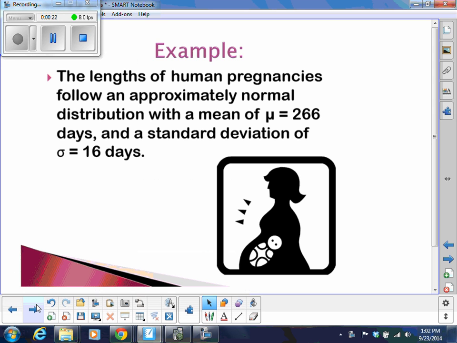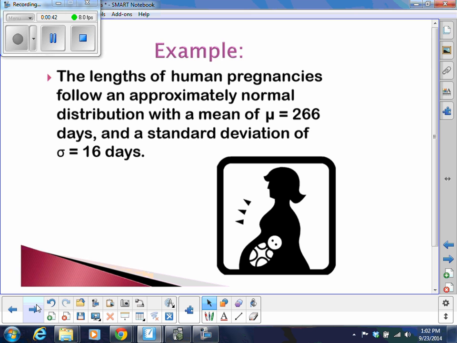Again, something that varies normally. The length of human pregnancies follows an approximately normal distribution, with a mean of 266 days and a standard deviation of 16 days. And let's see if we can answer some questions about probabilities and things like that. So first thing you want to do is always get the picture set up.